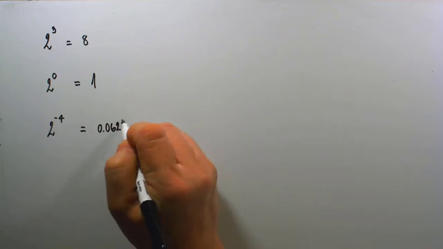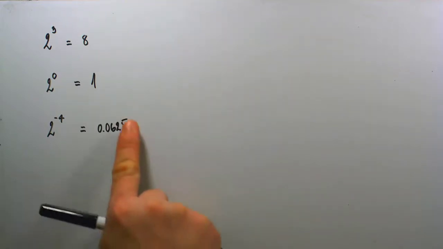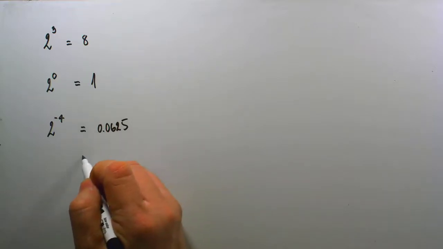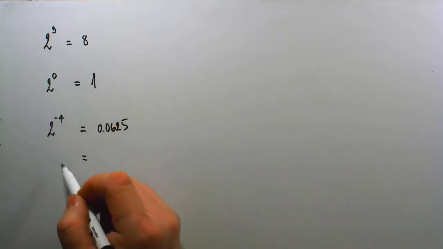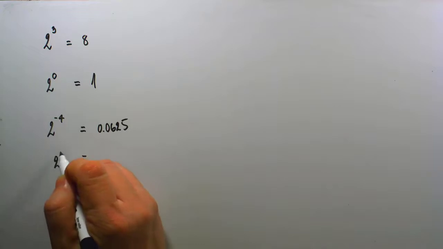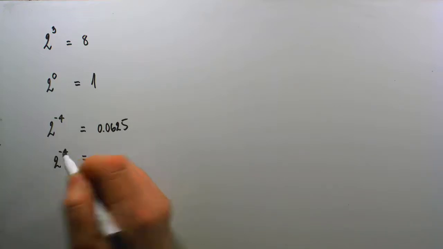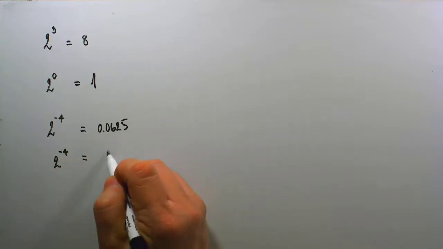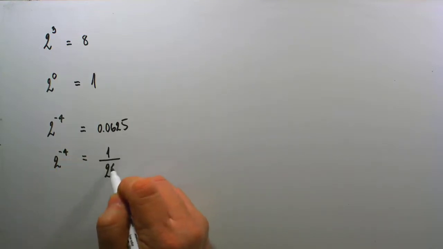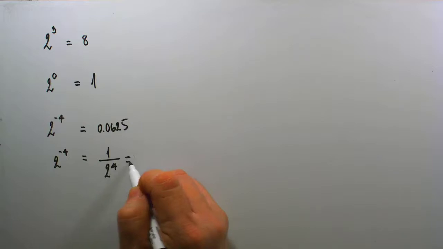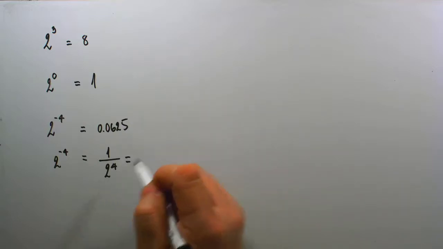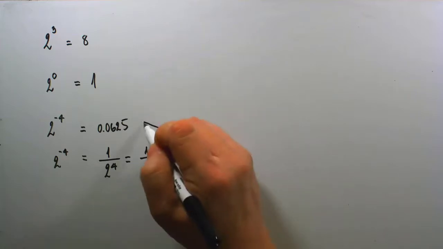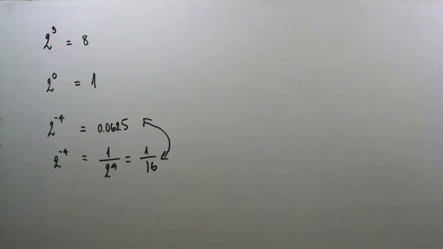0.0625. Now, the calculator gave this value in decimal, but with some algebraic property, we can also know the fact that 2 to the negative 4 is equal to 1 over 2 to the 4th power. And 2 to the 4th power is 2 times 2 times 2 times 2, which is 16, so 1 over 16. And so these two answers are equal in value.